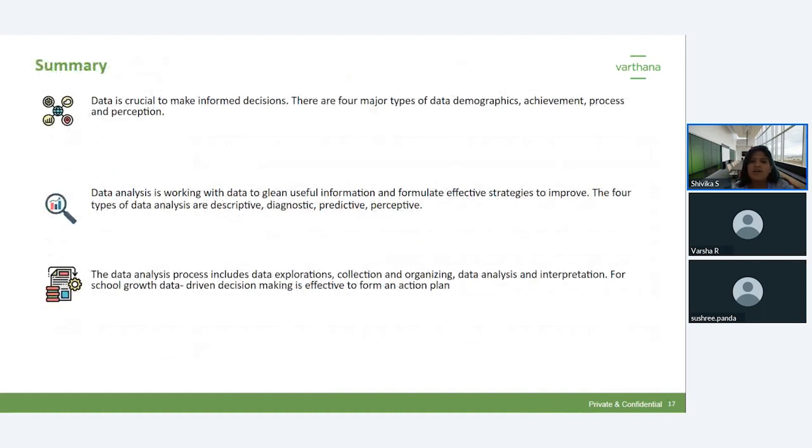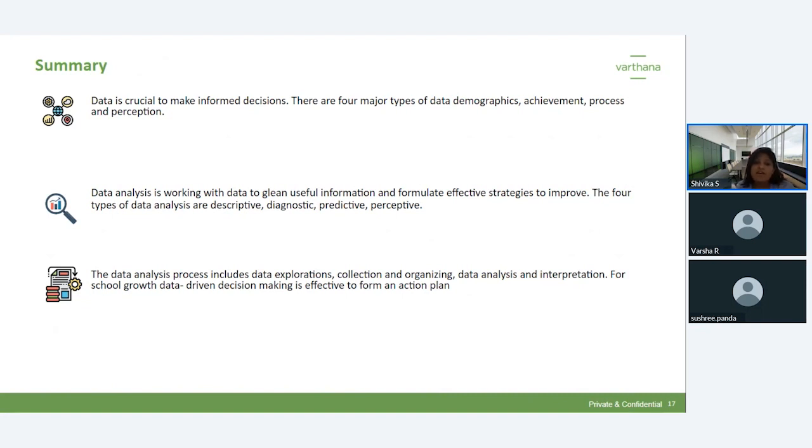Today we have covered that data is crucial to make informed decisions, and there are four major types of data you need to cover while collecting data or doing data analysis: demographic, achievement, process, and perception. Maybe you can focus on one type of data at a time, or have a mix of different data sets, as we have seen in the case study. This gives you a holistic insight into what is happening. So it's totally up to your school and your requirement.